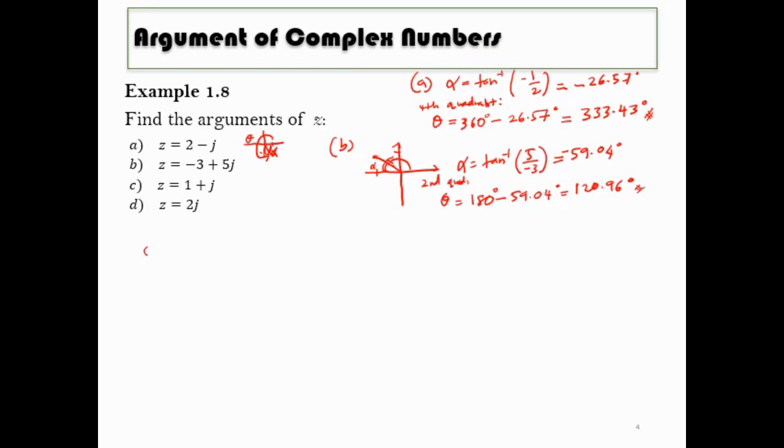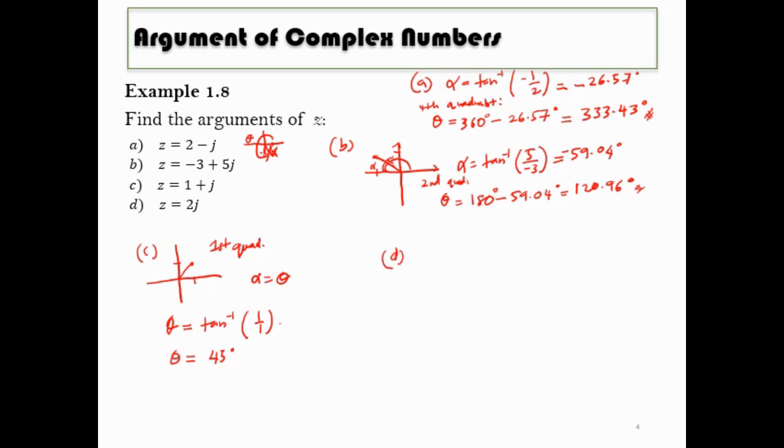So C is located in the positive x, positive y, so it's in the first quadrant. So alpha is equals to theta, so just calculate theta is equals to tangent inverse 1 over 1. So the answer is 45 degrees. So this is very simple. How about D?